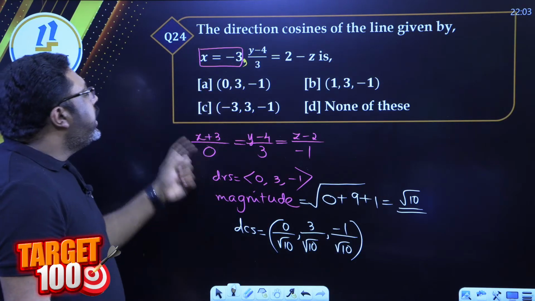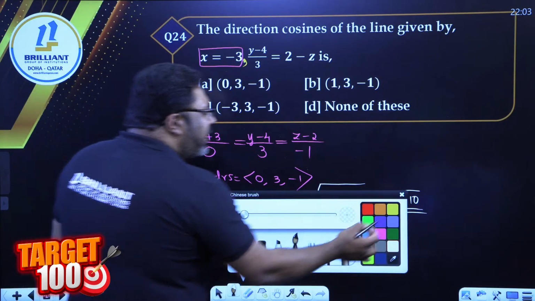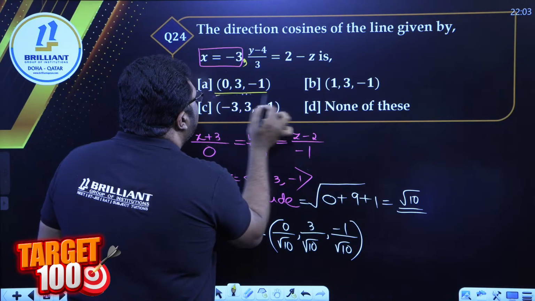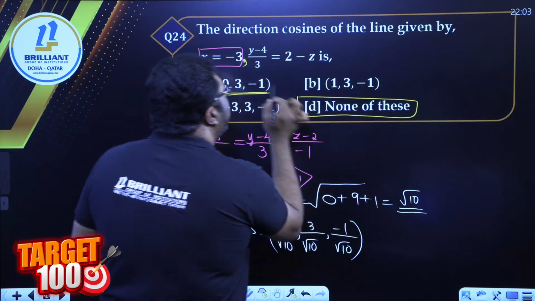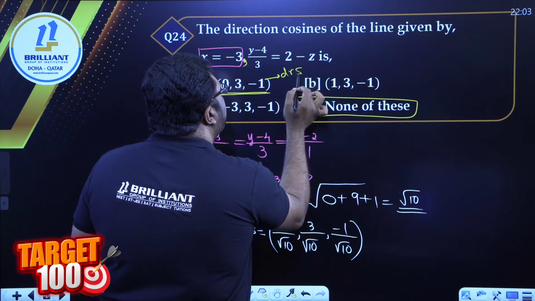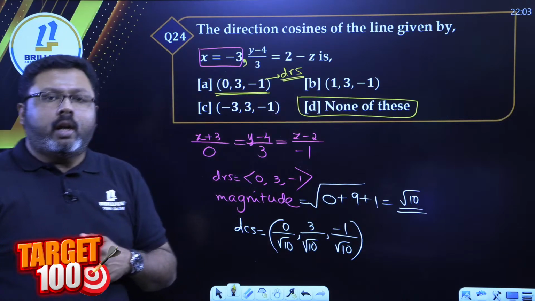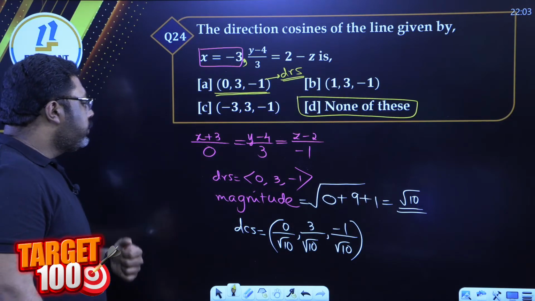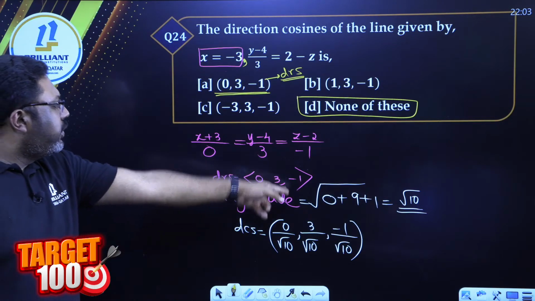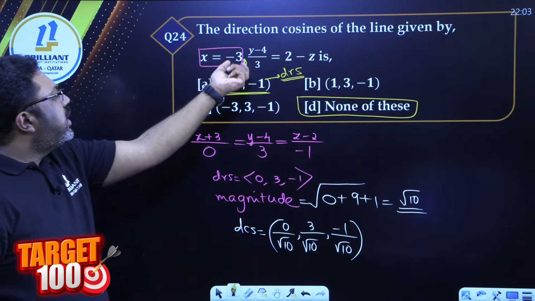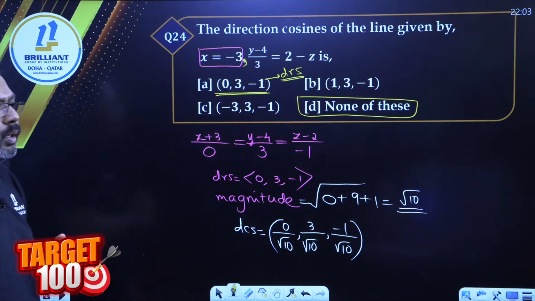They ask direction cosines, but the answer is there with the direction ratios. So the answer is none of these. These are direction ratios, but I changed the question to direction cosine, so you can take option D, none of these. Okay? Good. I've taught you how to find direction ratios and direction cosines of an equation which doesn't look like the standard form. Okay?